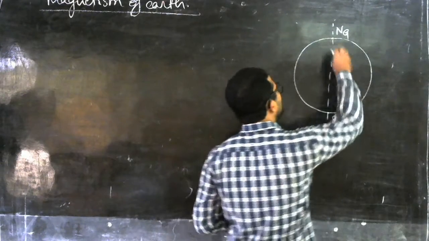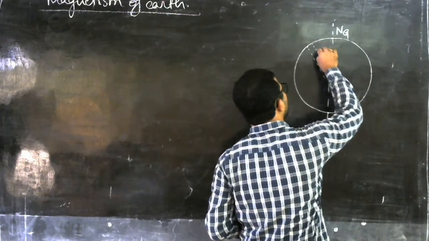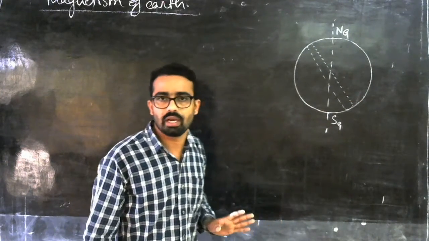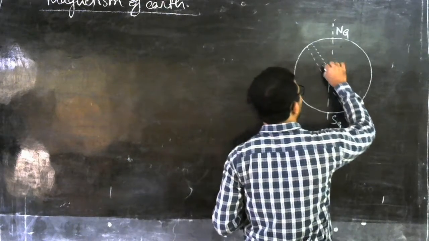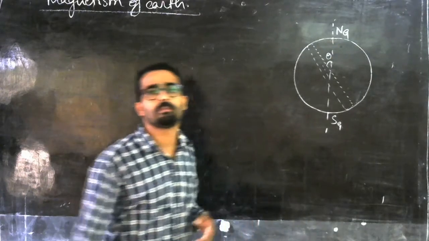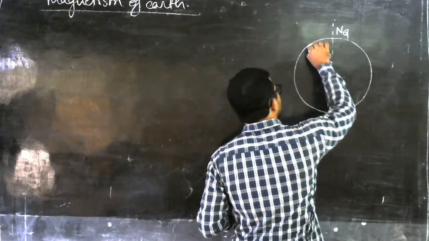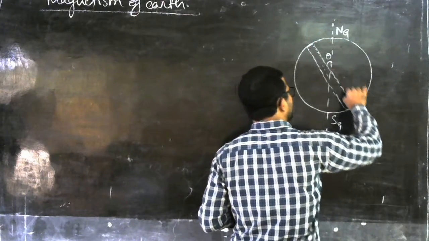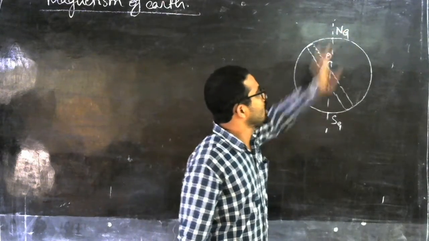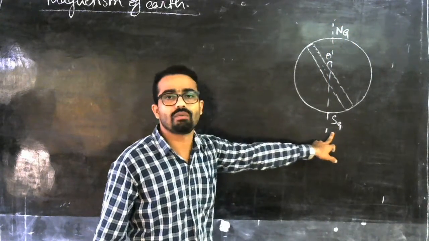So let's draw it. This is the direction where the Earth magnet is situated. This Earth magnet will form an angle here. Let me call this theta. That is an angle. So this is the Earth magnet, which is inclined at an angle of theta to the axis of rotation, that means to the plane containing geographic north and the geographic south.